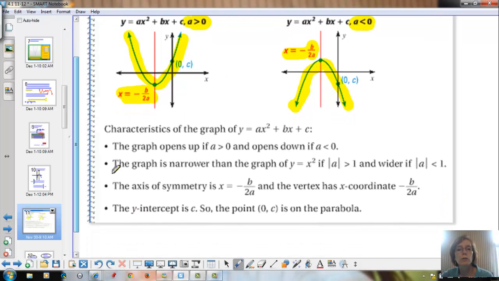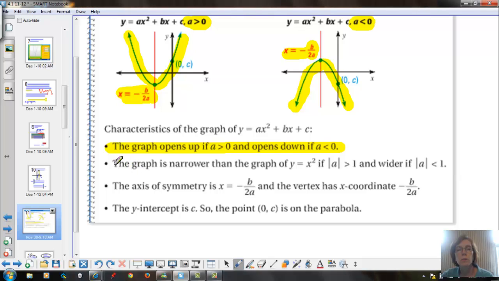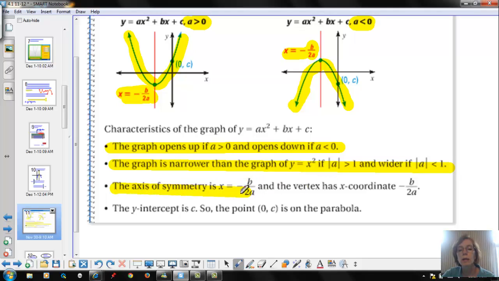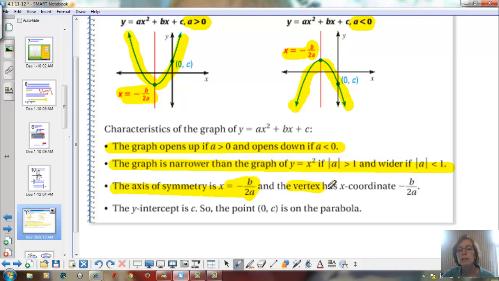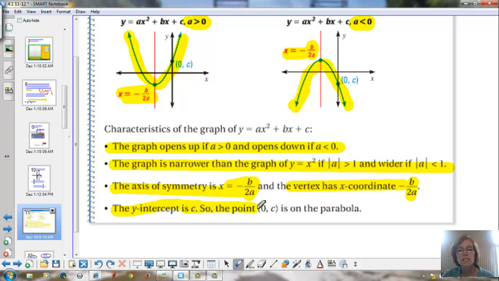So what are the characteristics of these graphs? We just said the graph opens up if a is greater than 0 and down if a is less than 0. And as we looked at with our little grapher, the graph is narrower than the graph of y equals x squared if the absolute value of a is greater than 1, and it's going to be wider if the absolute value of a is less than 1. We can find the axis of symmetry by taking x equaling negative b over 2a, and we can find the vertex by finding the x-coordinate first, which is negative b over 2a. And then lastly, the y-intercept is going to be the value of c, so the point 0, c is on the parabola.